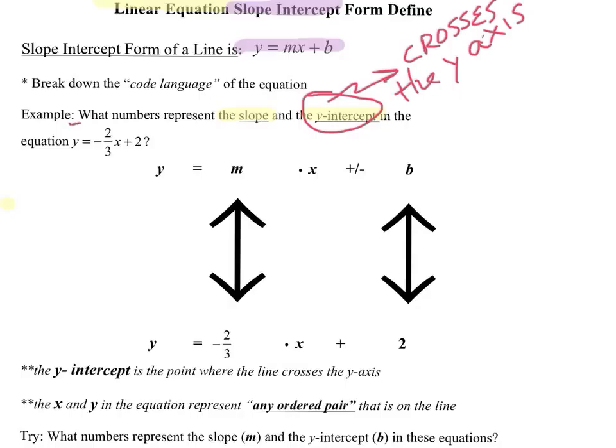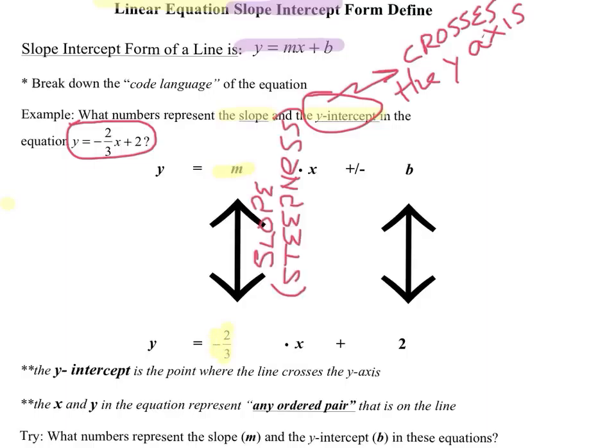Let's use this equation as our example. It says that y equals negative 2/3 x plus 2. The m in this formula is represented by negative 2/3, and this number represents the slope, or the steepness of the line. The negative portion of the slope gives us the direction of the slope, which can be either positive or negative.